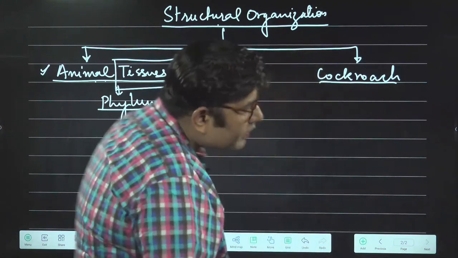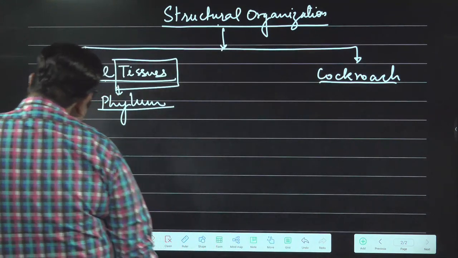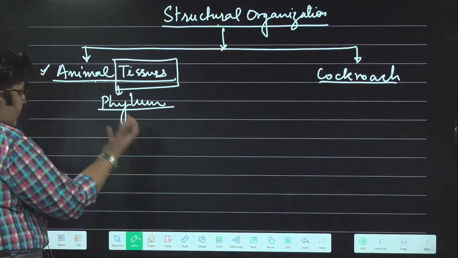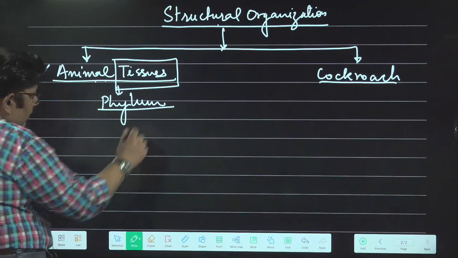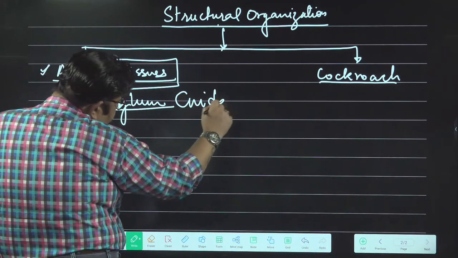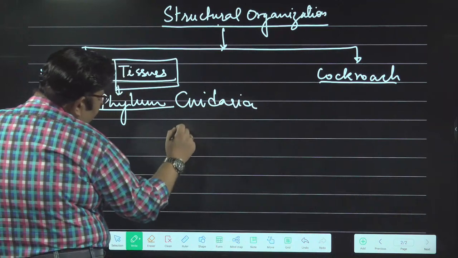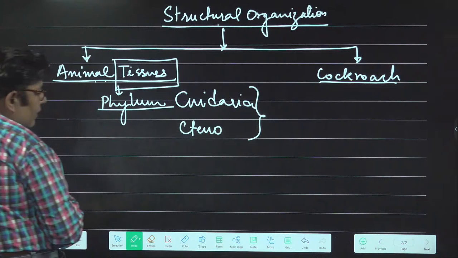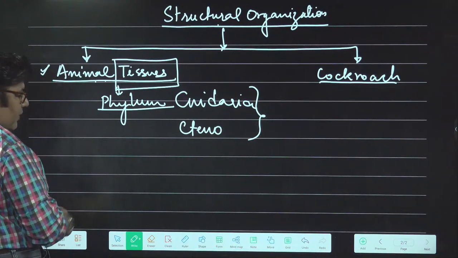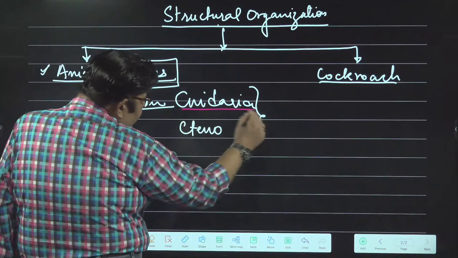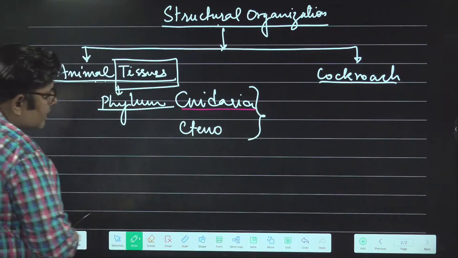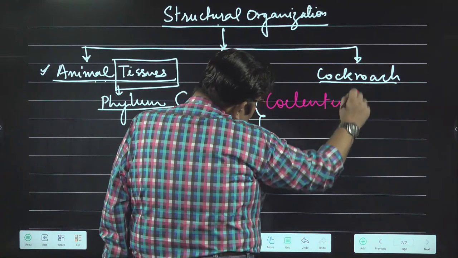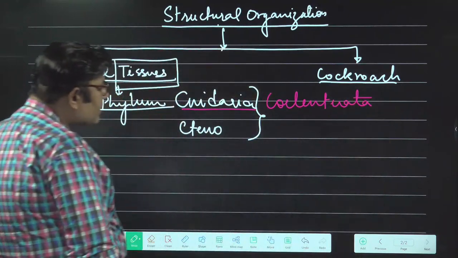Okay. Phylum Cnidaria, in them we have seen tissues for the very first time. Phylum Cnidaria, they have only tissue grade of organization. But as such, the first one we can say is phylum Cnidaria, or Coelenterata, okay? Coelenterata, we have seen tissues the first time.